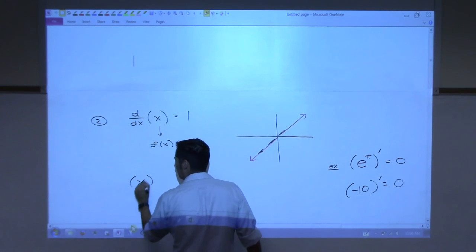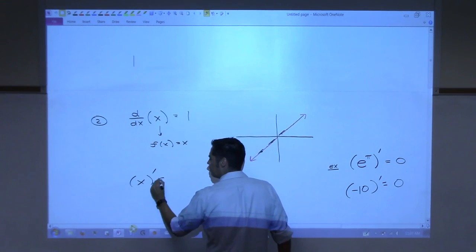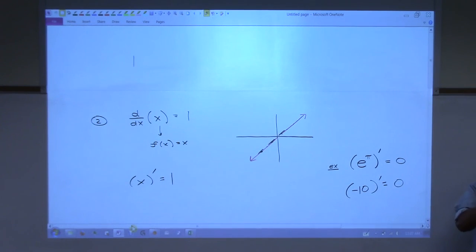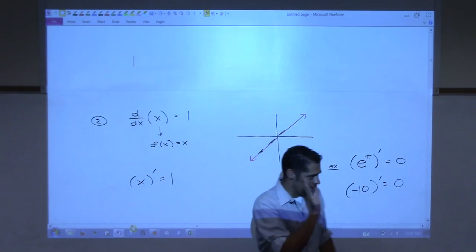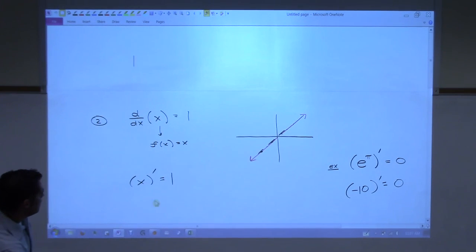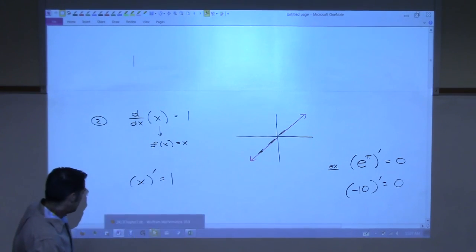So you might see me write it like this. The derivative of x is 1. Is that all right? But it'll only work if it's x by itself. That's just x by itself, not 5x, not x squared. That's just x. Okay? Well, we'll see that quite a bit.